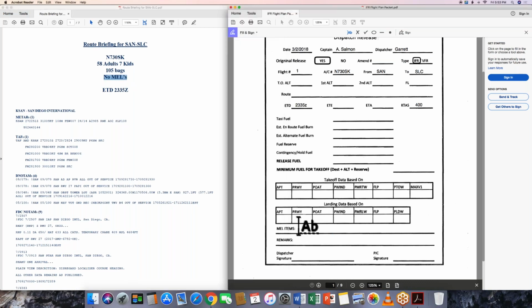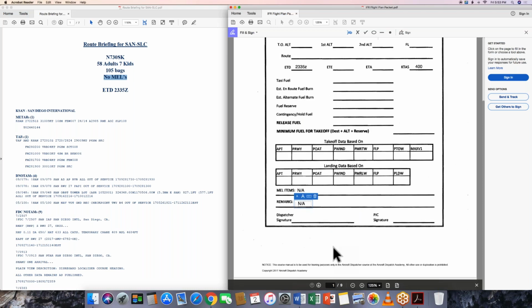Also, I'll put my MELs down here. So if there's an MEL, I'll write down the MEL number. You know, if it's like a 2311 1A or whatever, I would write it down and then I'd say, you know, this is the APU in op or whatever it is, whatever the MEL might be. That's where we would put what MELs are on board. Since we don't have any for this flight, just give it an NA and remarks NA. Okay.